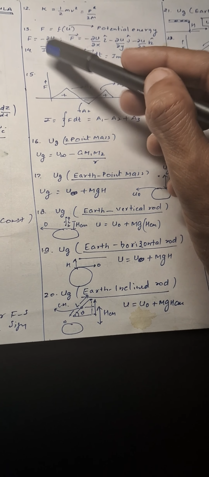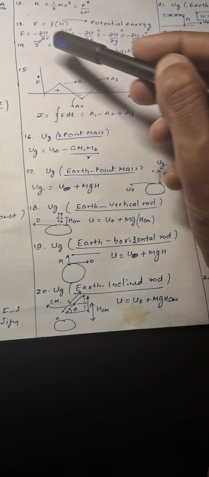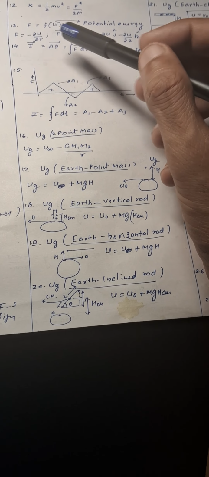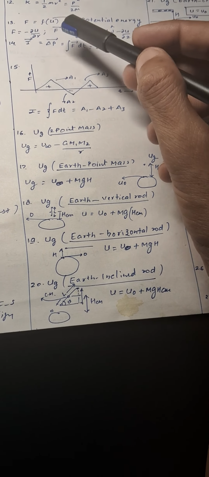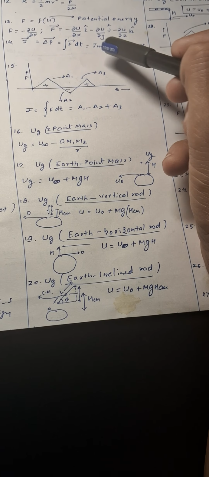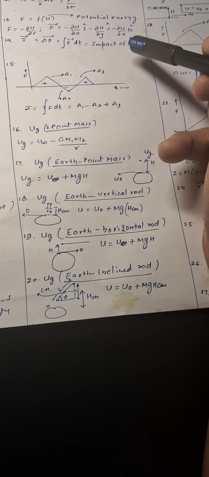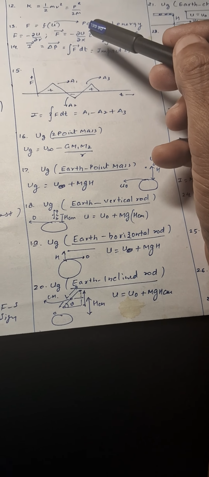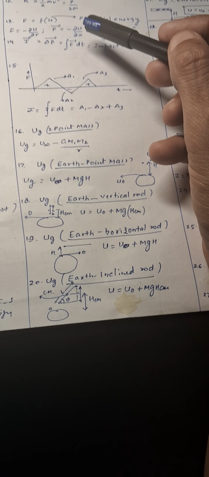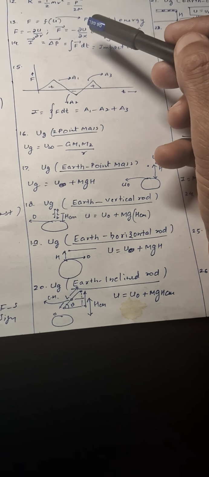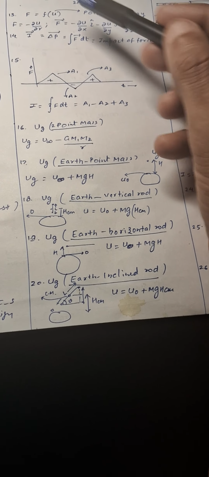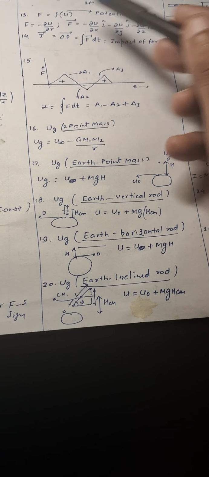The definition is force is equal to the negative of the derivative of potential energy. It is also in a vector form. It can be written as minus del u by del x i cap, minus del u by del y j cap, minus del u by del z k cap, where del by del x represents the partial derivative with respect to the variable x, assuming that only x changes, while y and z remain constant. So that is the concept of partial derivative.